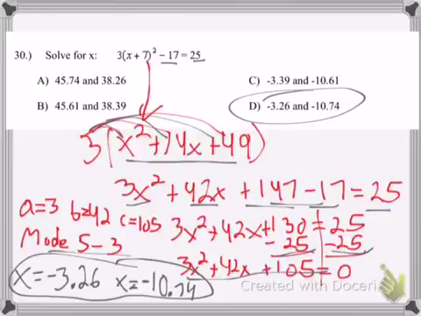I did mode 5-3. My x-intercepts are negative 3.26 and negative 10.74.